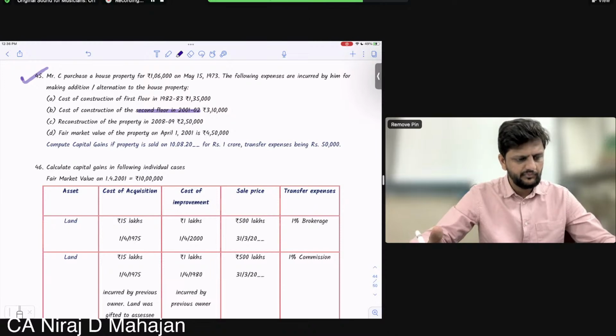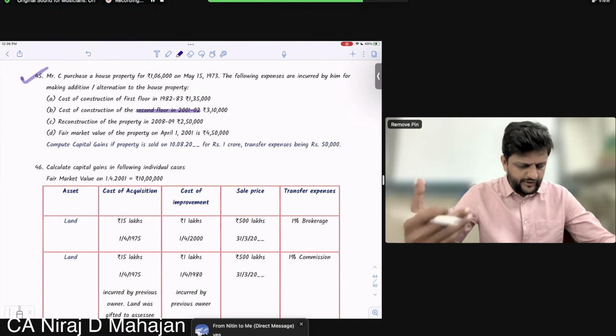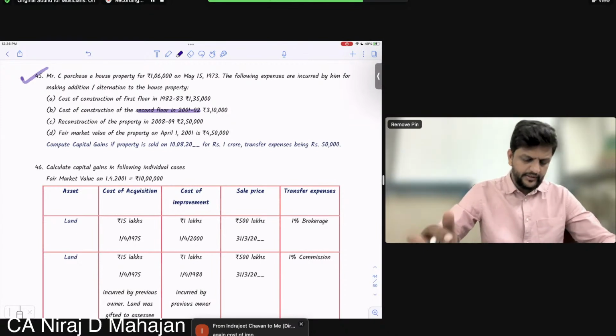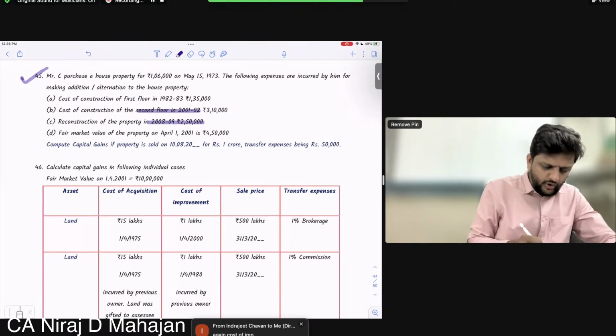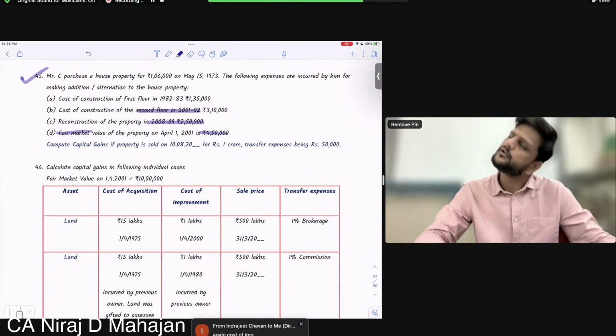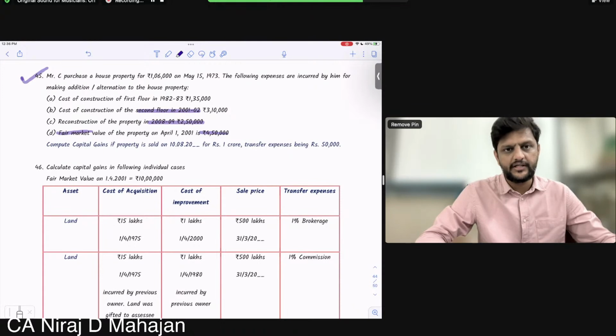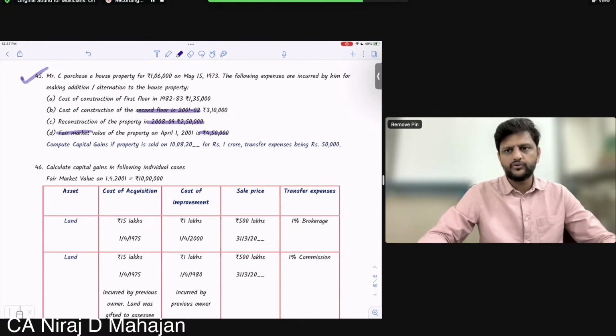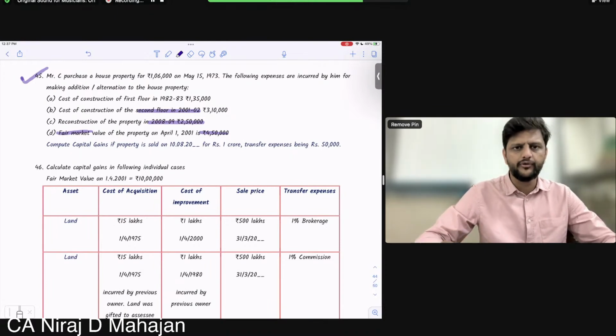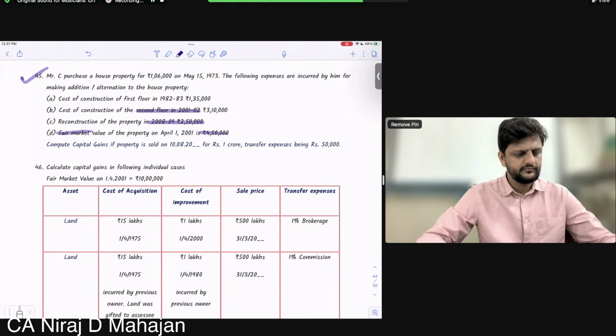Then he reconstructed the property in 8-9, again cost of improvement. And fair market value of the property as on 1/4/2001 is 4,50,000. Now, when was the property purchased? 1973. Correct? First of all, you bring it to the value of 1/4/2001. How do we compare that? Actual original cost or FMV as on 1/4/2001, whichever is higher. Clear, all of you? So, which is higher? Four lakh 50,000.